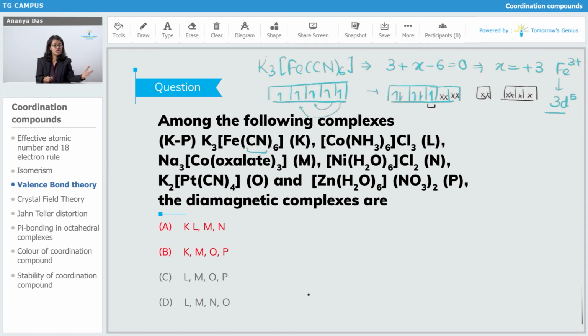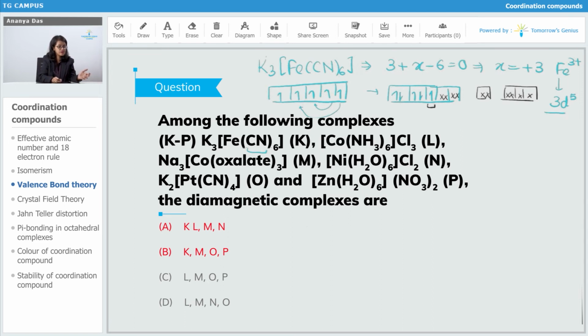Do not start doing all of the complexes from K to P. Check only what you need to. In both options C and D, L is present, M is also present, O is also present. So either it's going to be N or P which is diamagnetic or paramagnetic. You can differentiate on the basis of that. So let's take N first.